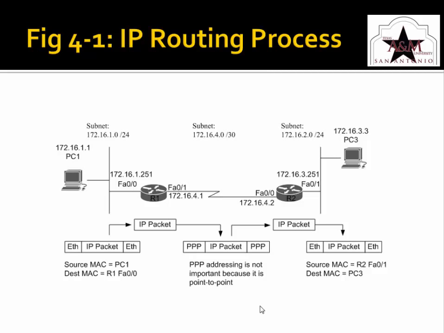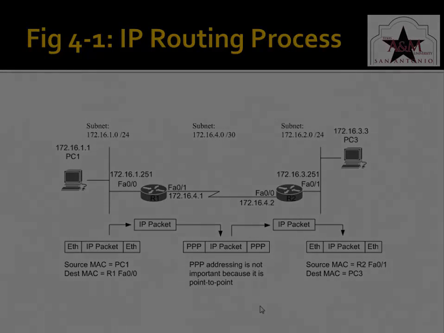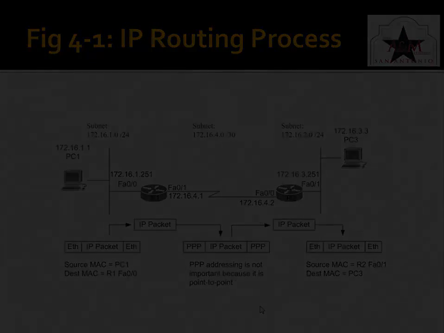Router 2 then would strip the point-to-point header, examine the packet, determine it needs to go to PC3, which is directly connected, and build an Ethernet header and forward it to PC3. And so that's a summary of the routing logic between source and destination.